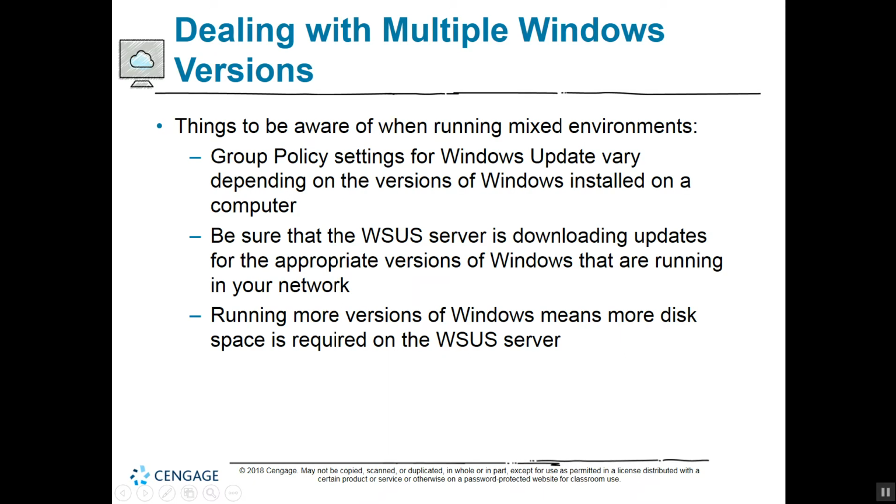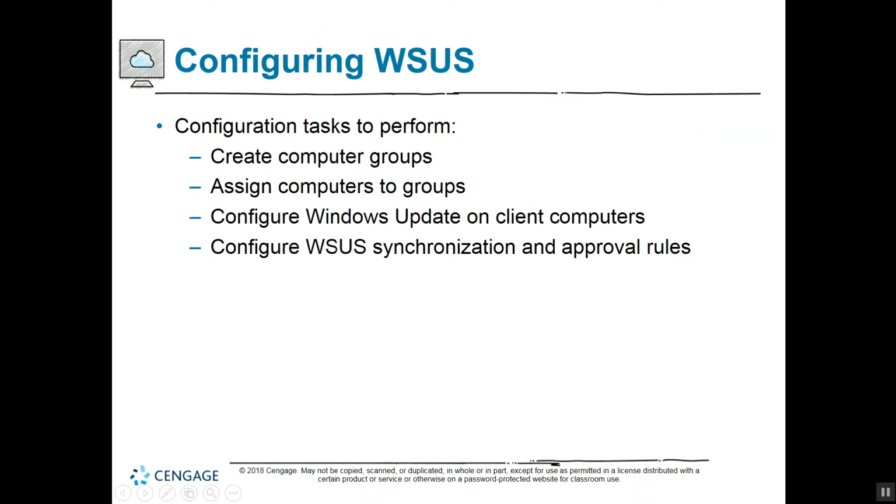Things to be aware of when running mixed environments: Group Policy settings for Windows Update vary depending on the version of Windows installed on a computer. Be sure the WSUS server is downloading updates for the appropriate versions of Windows that are running on your network. Now, to configure WSUS, we need to create computer groups, assign computers to the groups, configure Windows Update on the client computers, and configure WSUS synchronization and approval rules.